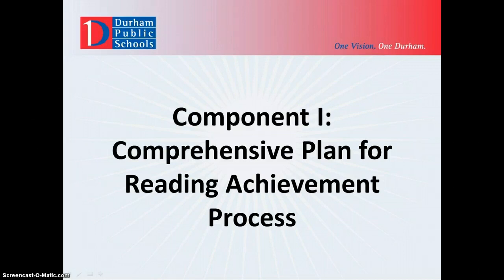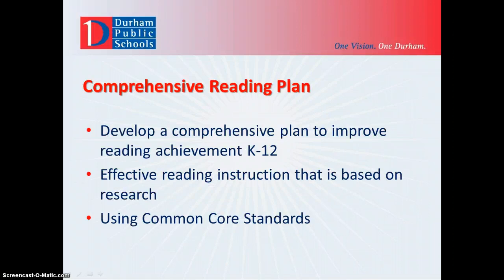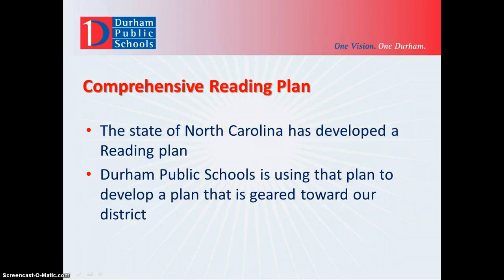The first component for Read to Achieve is a comprehensive plan for reading achievement process. Each district has been tasked to develop a comprehensive plan to improve reading achievement not only in kindergarten through 3rd grade, but all the way through high school. The expectation from the state is that effective reading instruction will be based on research, utilizing the Common Core standards. The state of North Carolina has developed a reading plan, and Durham Public Schools is currently using that plan to develop a plan that is geared more towards our district.